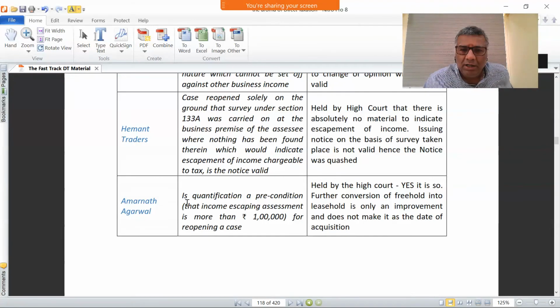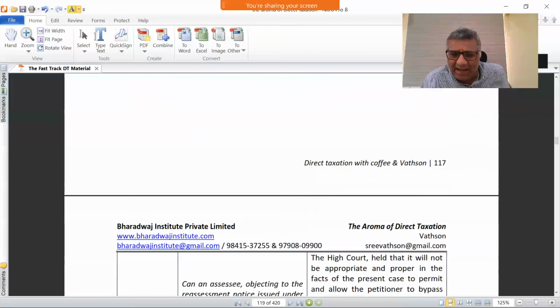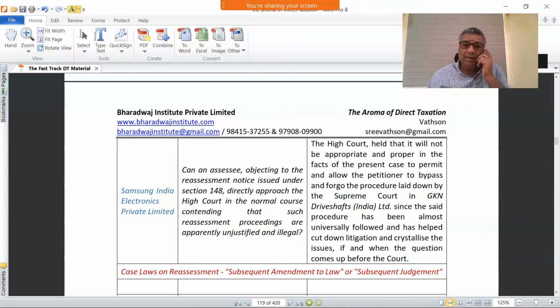Amarnath Agarwal, is quantification essential? Up to 1 lakh, 4 years. More than 1 lakh, 6 years. I am issuing after 4 years, but I am not quantifying the amount. The court said no. Yes, quantify it. And then only I will consider that. Okay?